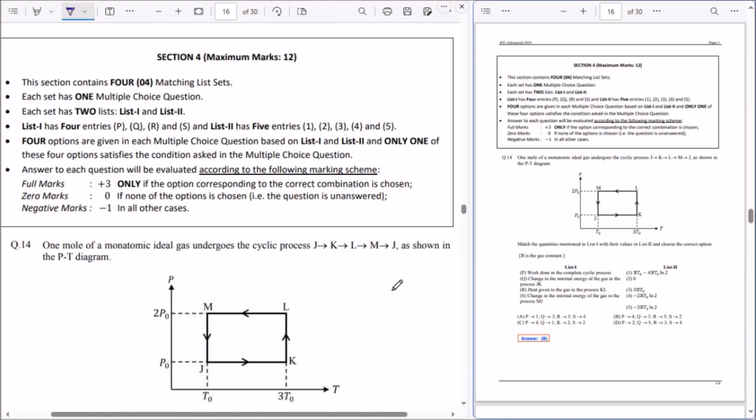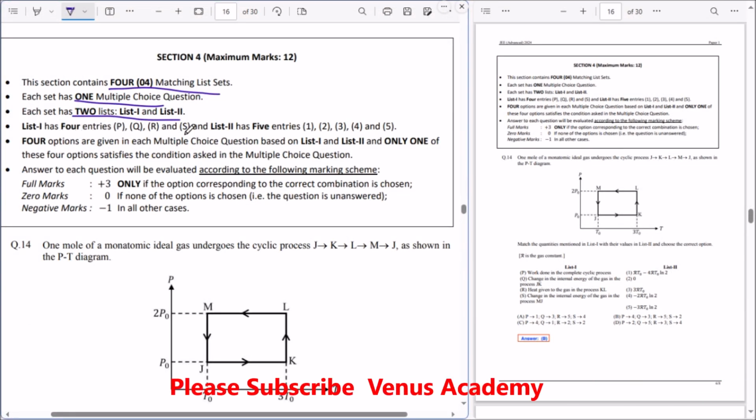Next, dear students, section 4 carries maximum 12 marks. This section contains 4 matching list sets. Each set has one multiple choice question and each set has 2 lists, that is list 1 and list 2. You have to choose the correct option. List 1 has 4 entries, that is P, Q, R and S. List 2 has 5 entries, that is 1, 2, 3, 4, 5. Out of 5, 4 options are given in each multiple choice question based on list 1 and list 2, and only one of these 4 options satisfies the condition asked in the question.